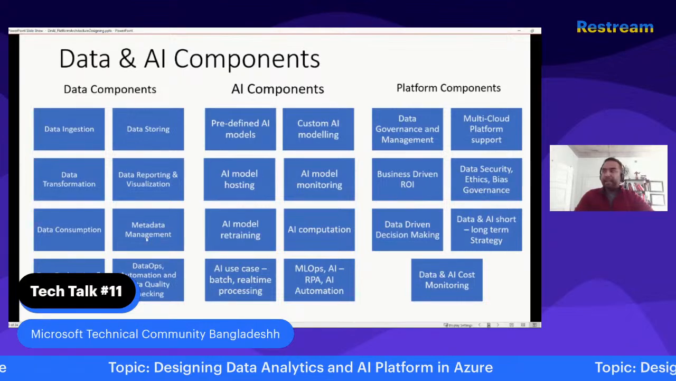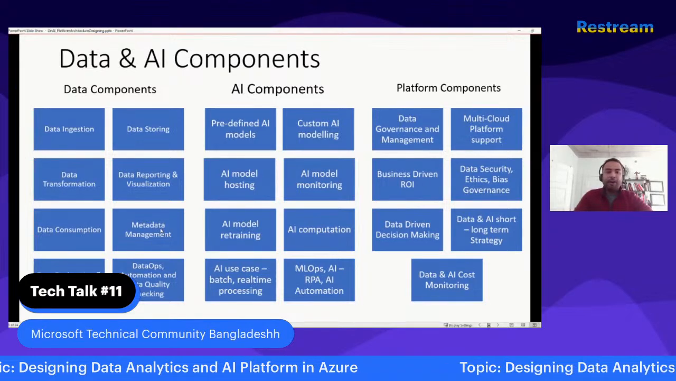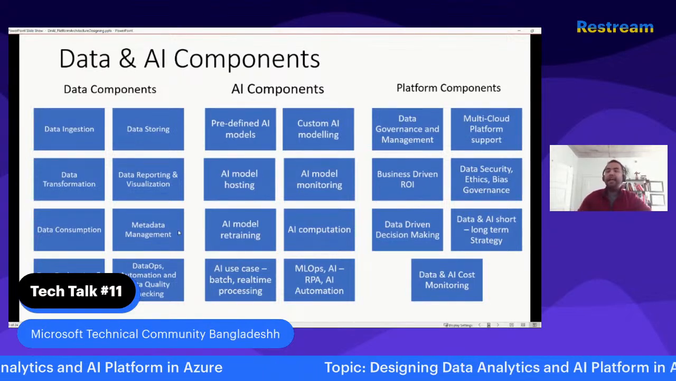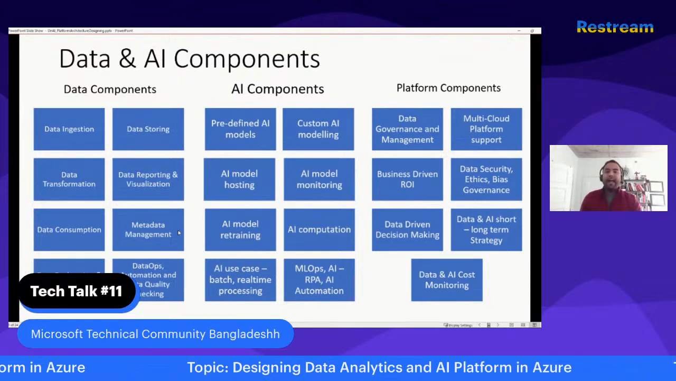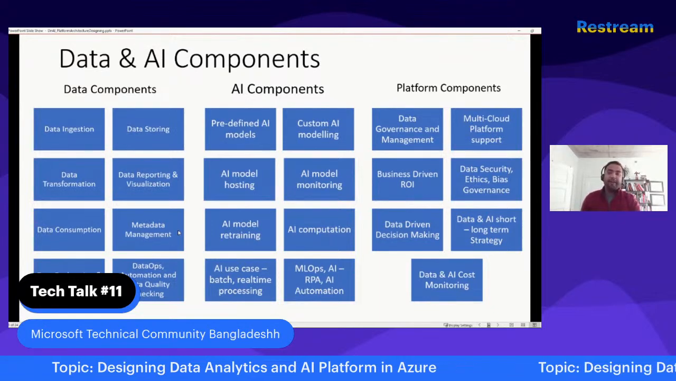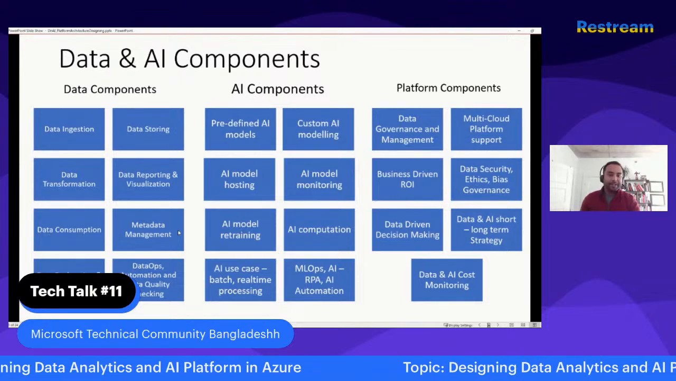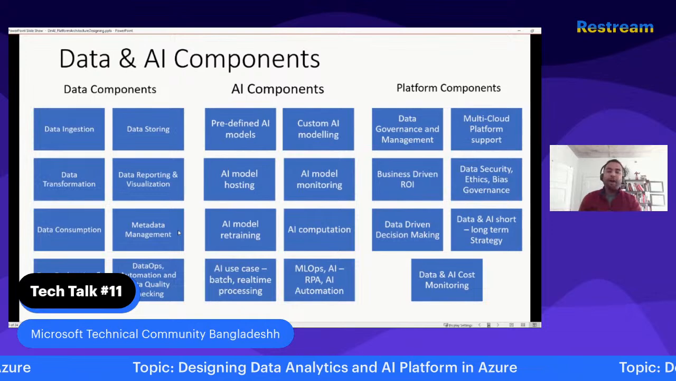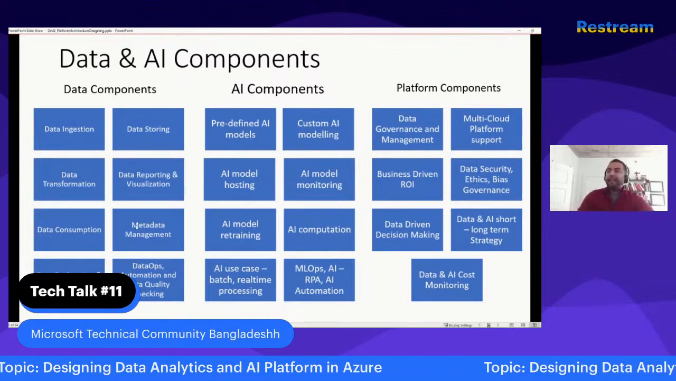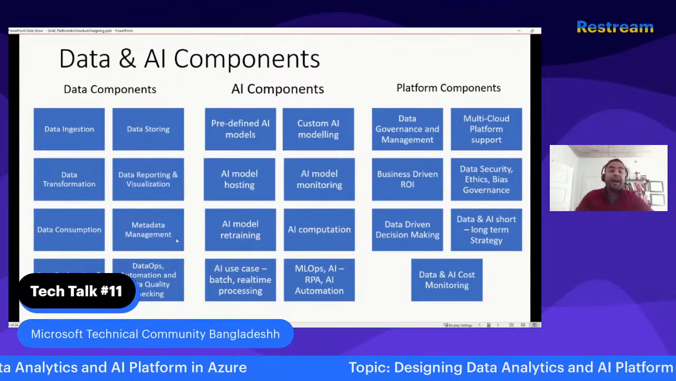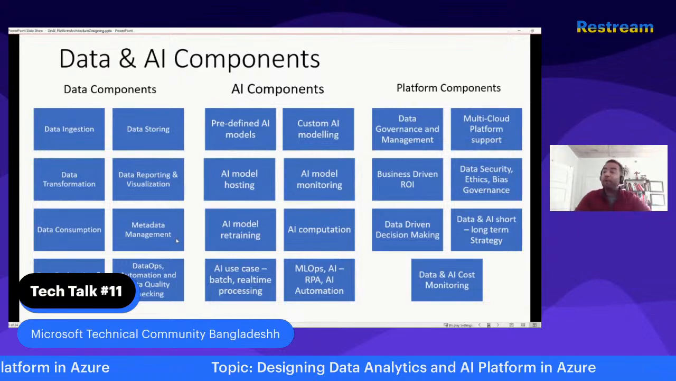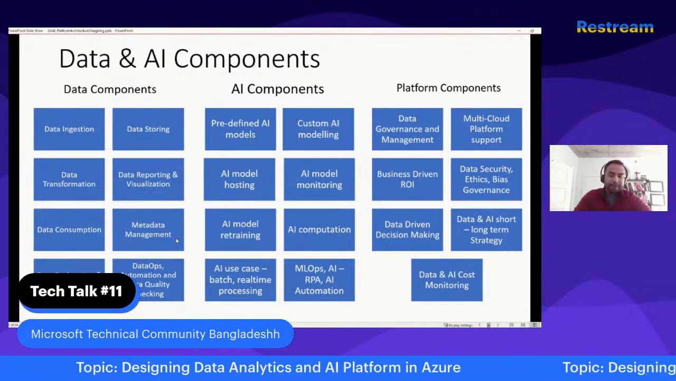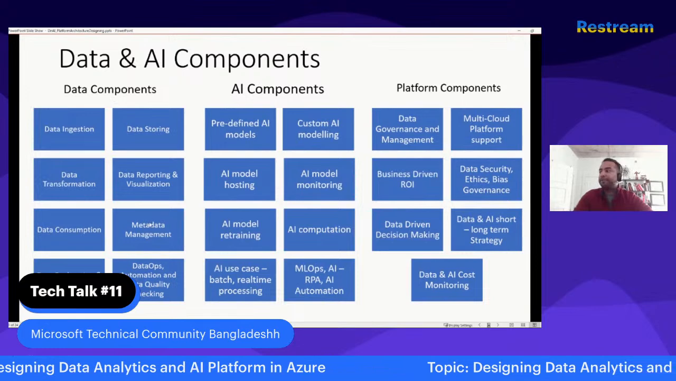Then metadata management is another important component of the data and AI platform. The reason is: who has access to that data? Is that data secured or not? If there is any personal information, like someone's name, email ID, driver license, or credit card information, are you anonymizing or masking it before exposing it to the developers or users?